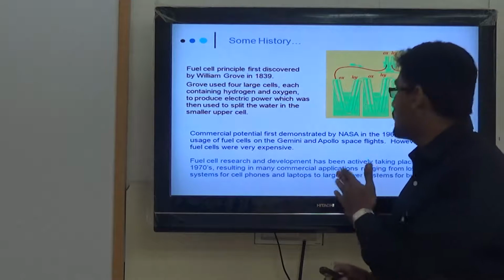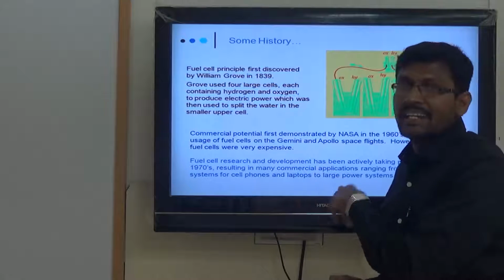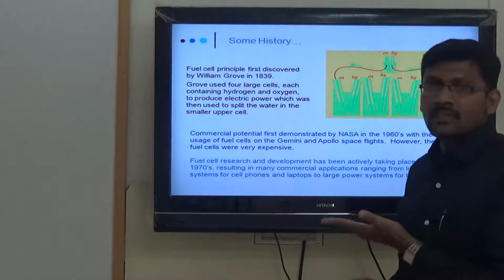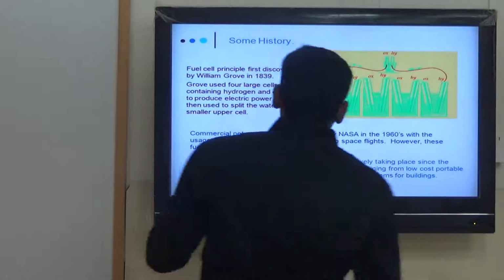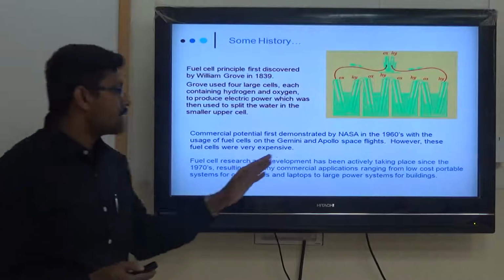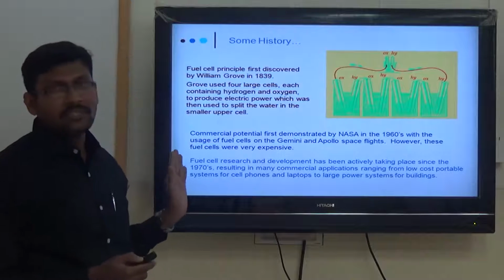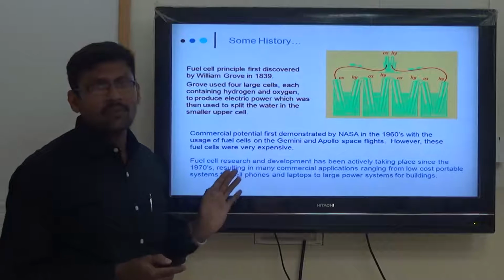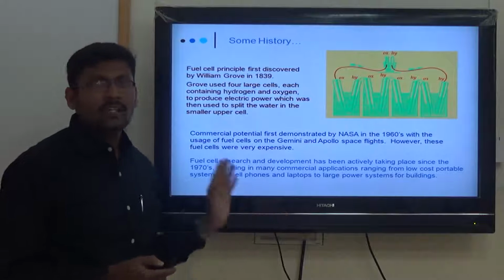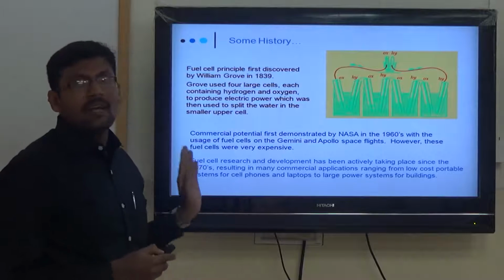The first practical fuel cell was demonstrated by NASA in the 1960s. This is the first fuel cell which was developed. Fuel cell research has been actively taking place since the 1970s, in order to overcome conventional sources, with fuel cells replacing them as a non-conventional source.